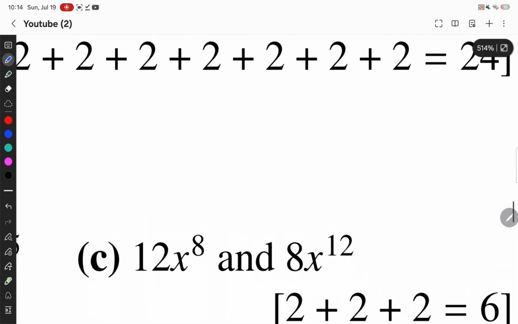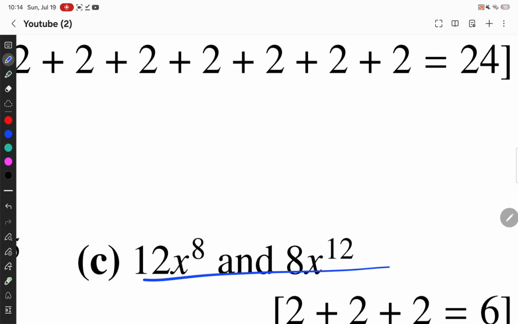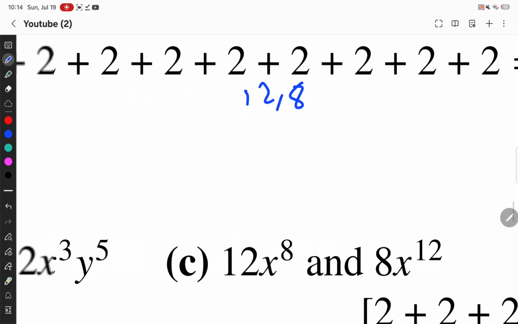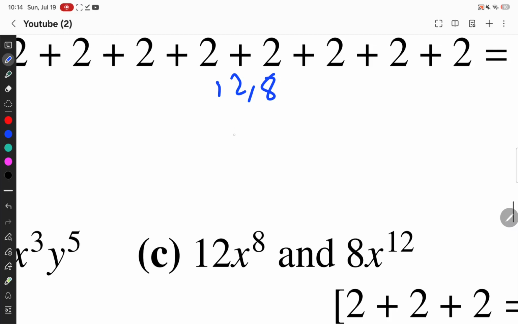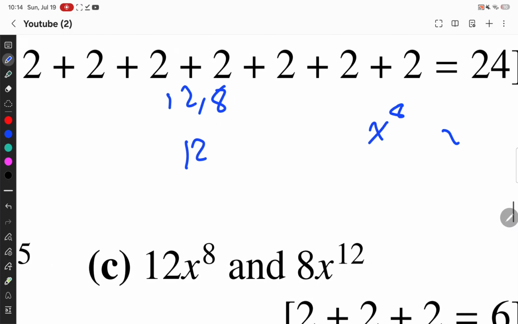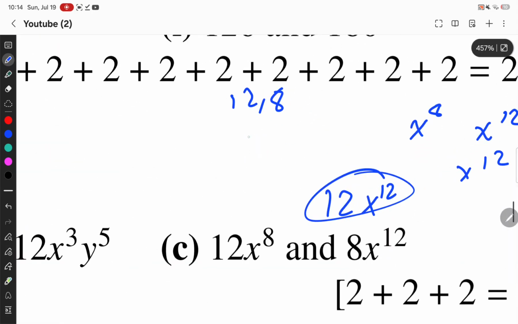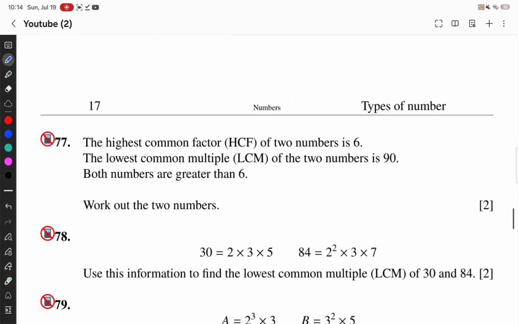12 and 8. You guys, okay, for this, you do the numbers themselves and the variables themselves. 12 and 8, their LCM is 12. X to the 8 and x to the 12, their LCM is x to the 12. So the answer is 12 x to the 12. Very easy. No, sorry. It is 24. Yeah, 24. If you guys got confused, then I'm very sorry. 24. Nice.